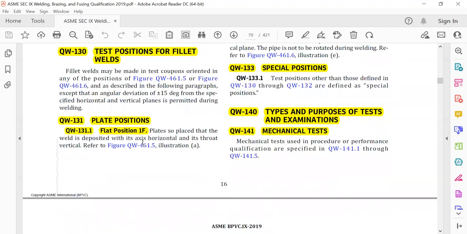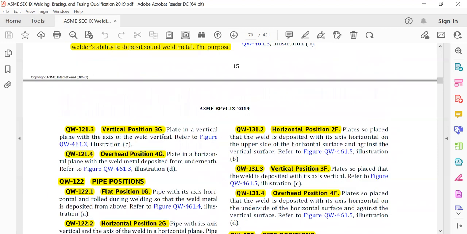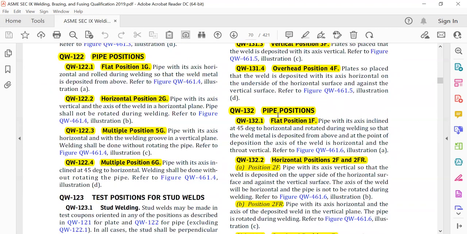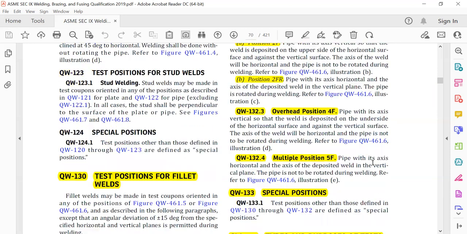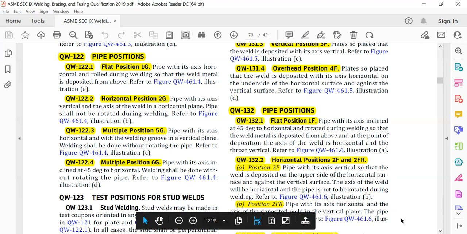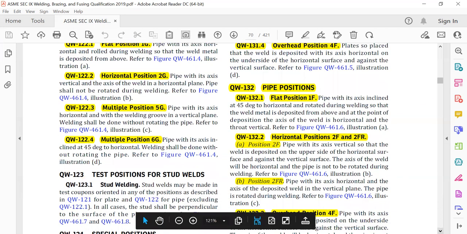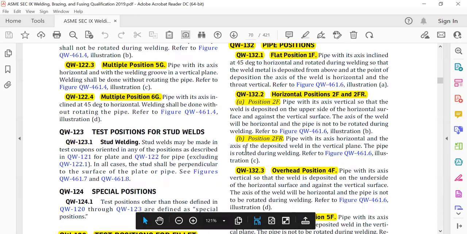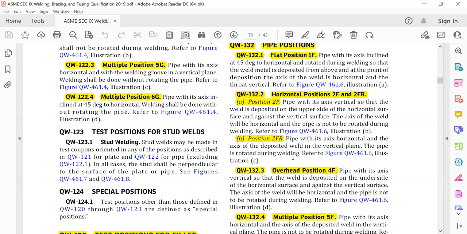these are special positions. Test position for fillet welds: flat position 1F, horizontal position 2F, vertical 3F, overhead 4F. Pipe position: flat position 1F, horizontal 2F, 2FR, pipe with axis vertical so that the weld is deposited on the upper side. Pipe with its axis horizontal and the axis of the deposited weld in the vertical plane. The pipe is rotated during the welding.